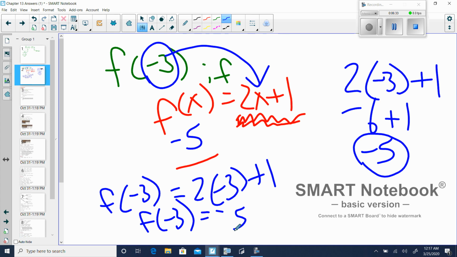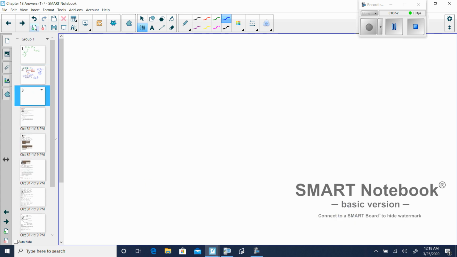And you can actually write this as a coordinate pair, right? Since negative 3 is our x, and our output, or our dependent variable y, after we substitute x in, works out to negative 5, we have the coordinate pair negative 3, negative 5. Right, now that's example 1.